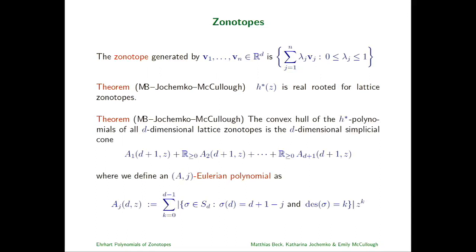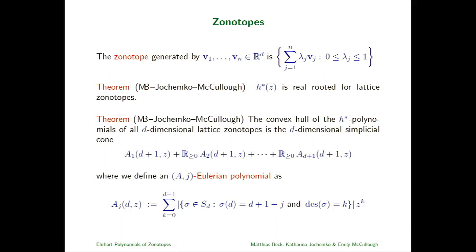Another theorem that I want to show you is again a little bit towards a classification question. We ask ourselves the following question: can you classify h star polynomials of zonotopes? And the answer is no. That's another open problem, but at least we can classify one direction. We can give you the convex hull of all the h star polynomials.